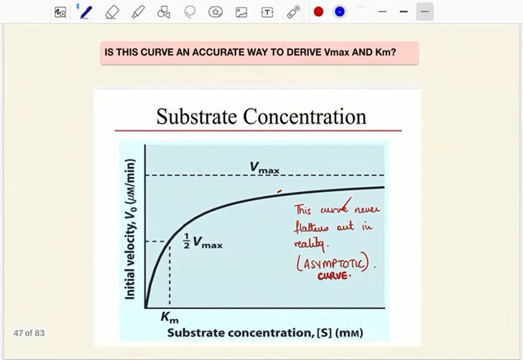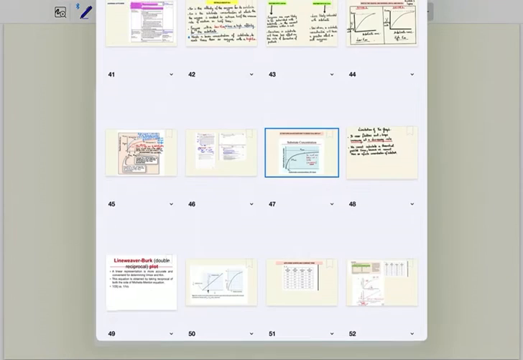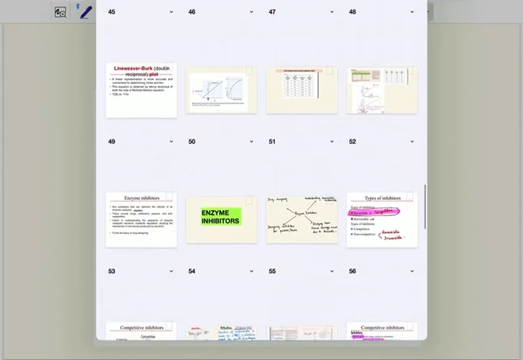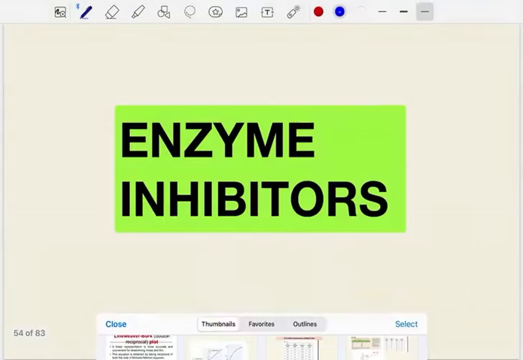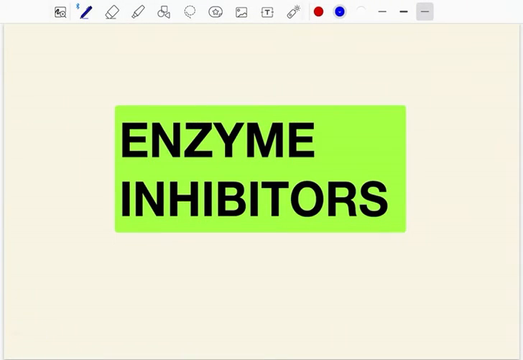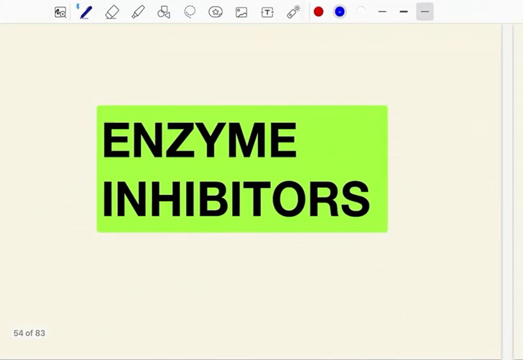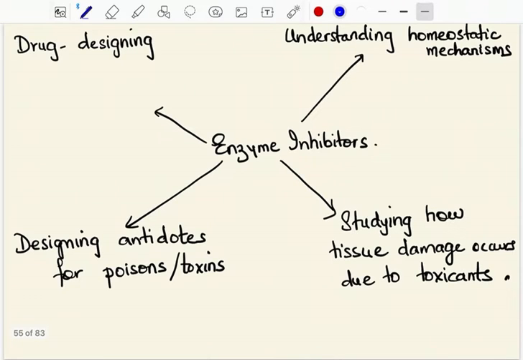And then after doing this, we move on to the topic of enzyme inhibitors. Okay, the name tells you a lot. These are compounds that inhibit enzyme activity, right? A knowledge of enzyme inhibitors is very important because it enables a biologist or a researcher to have an in-depth knowledge about how to design a drug.